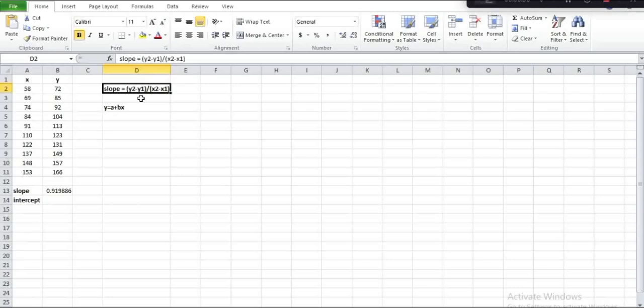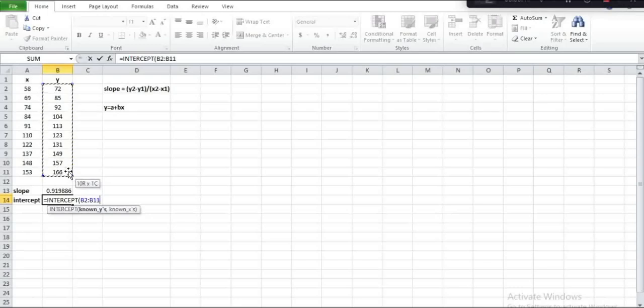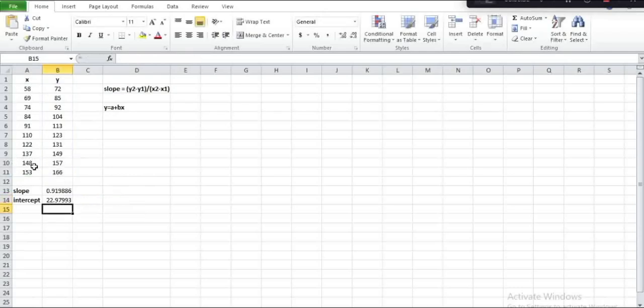To find the intercept, write =INTERCEPT. For known y values, select B2 to B11. Insert comma. For known x values, select A2 to A11. Close the bracket and hit enter. We can also calculate the intercept using the formula, that is y = a + bx, where a is the intercept and b represents the slope.